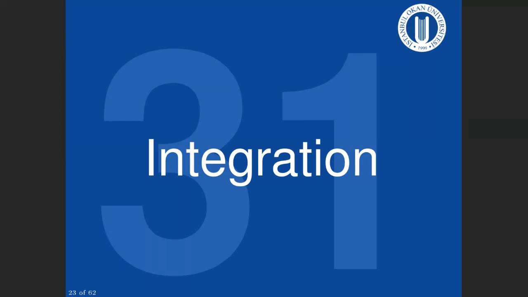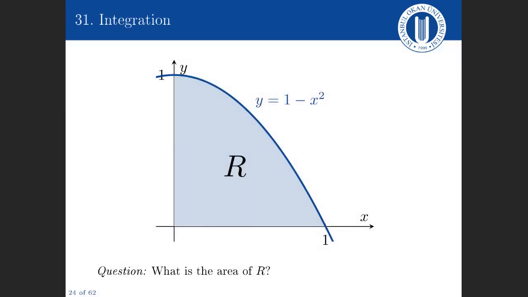Chapter 31 is about integration. Let's suppose we have a graph. In this example, the graph of y is equal to 1 minus x squared. And we have a region underneath the graph. In this case, the region which is bounded by this graph and the x-axis and the y-axis, which I've called R. And my question is, what is the area of R?